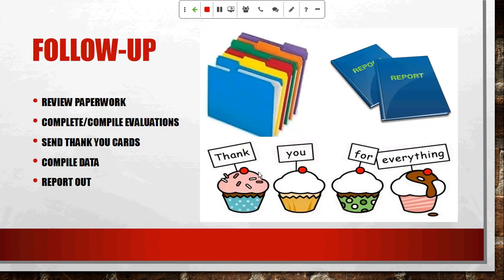So next we got follow-up. So this is, again, where your coordinators are going to do the most work. So once you have cleaned up and your event is over, there's still work to be done. First, you want to review all your checklist forms and make sure that they have been filled out correctly. This is super important for data collection.